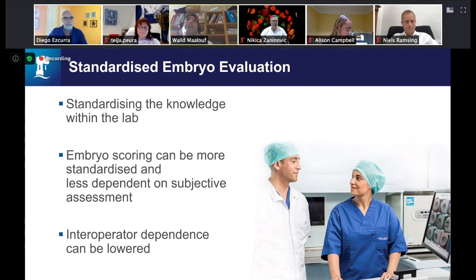In standardized evaluation, embryo scoring is very dependent on who is scoring; this subjectivity is a potential issue. With time-lapse, you can be more standardized, more consistent, and less dependent on subjective assessment. By this, you have less inter-operator dependence, and the variability in the evaluation can be reduced. And then in the long run, that can also improve your clinical outcome.